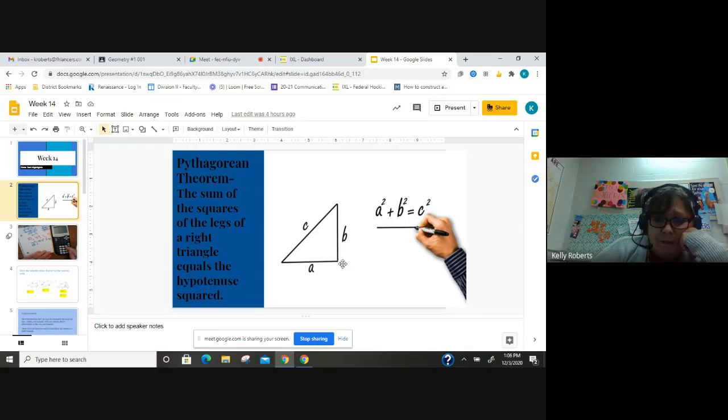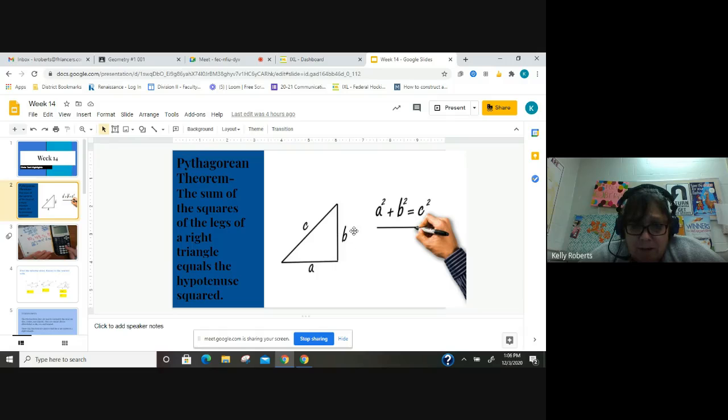Across from the 90-degree angle is the hypotenuse. Hypotenuse is really important. It's important in Pythagorean theorem, and it's important in trig. You have to know the hypotenuse. The hypotenuse is across from the 90-degree angle. It is the longest side, and in Pythagorean theorem, it is always marked with a C. A squared plus B squared equals C squared is the Pythagorean theorem. So if the hypotenuse is not the C, it's going to mess everything up. So hypotenuse is always C.